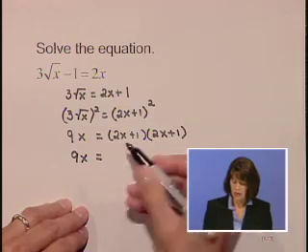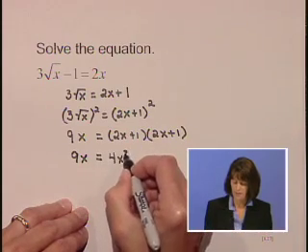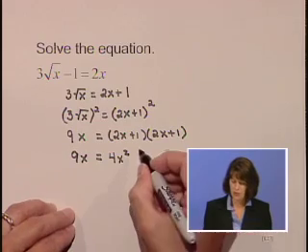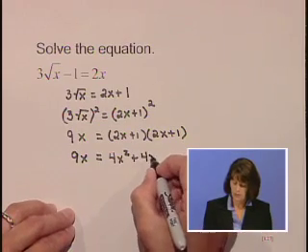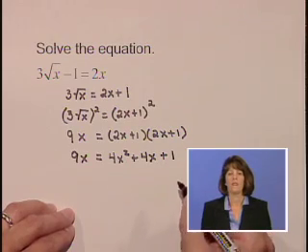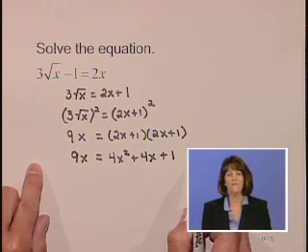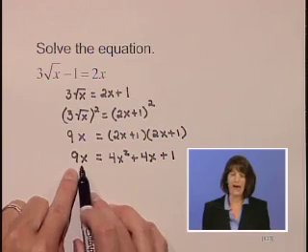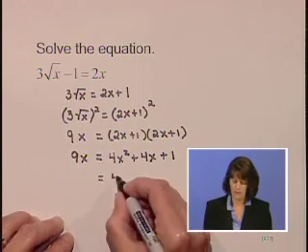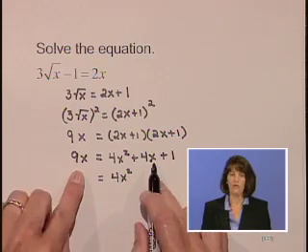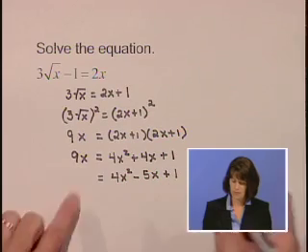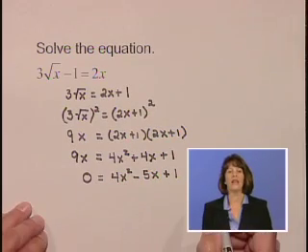Here we go. 2x times 2x is a 4x squared. Our inner and outer products are both the same at 2x, so we'll have 2 of those, giving 4x. 1 times 1 is 1. Here we see a quadratic equation. Let's put it in standard form by subtracting 9x from both sides. So 4x minus that 9x is a negative 5x, leaving 0 on the left.